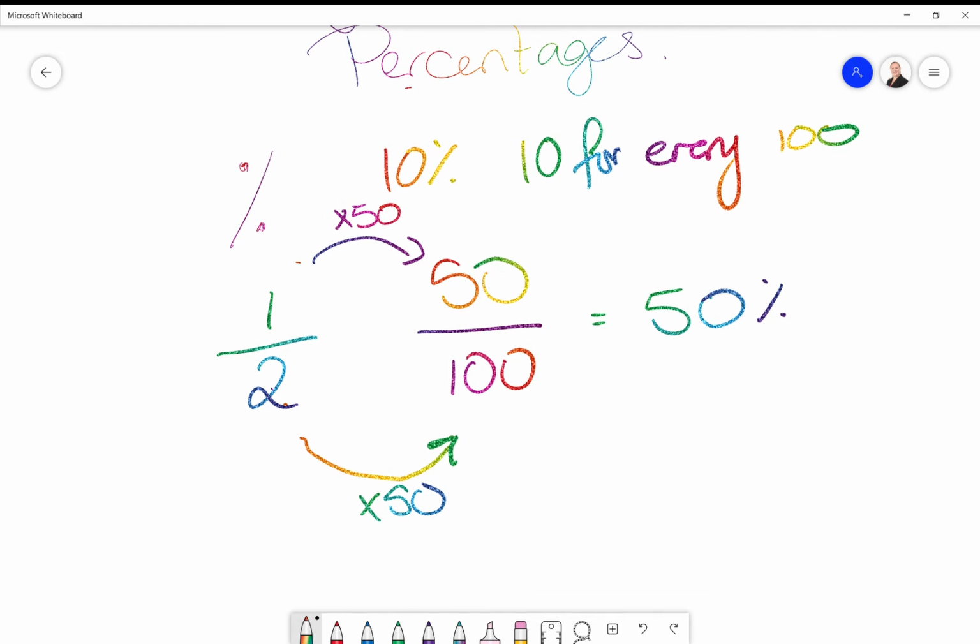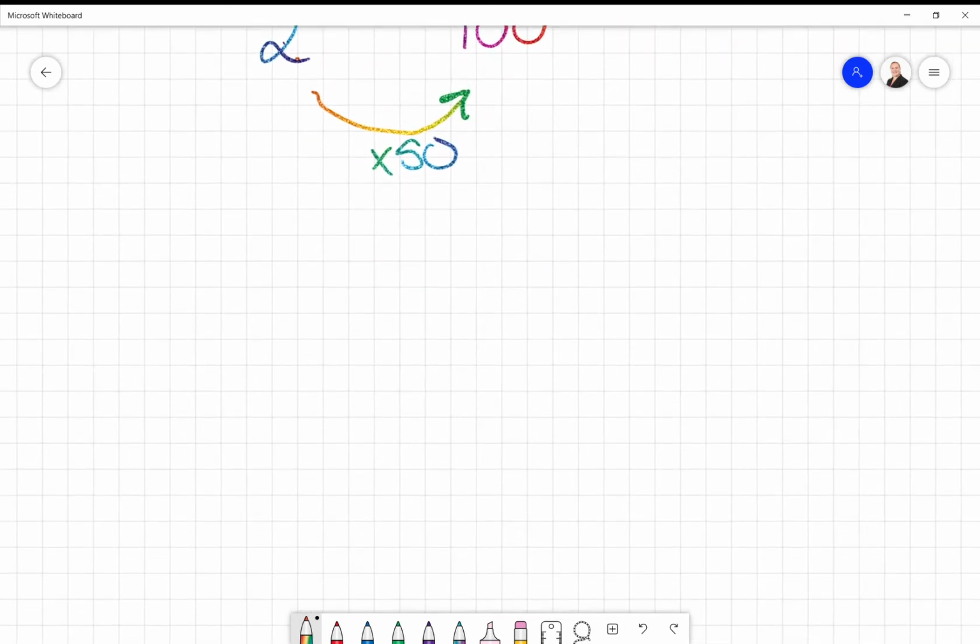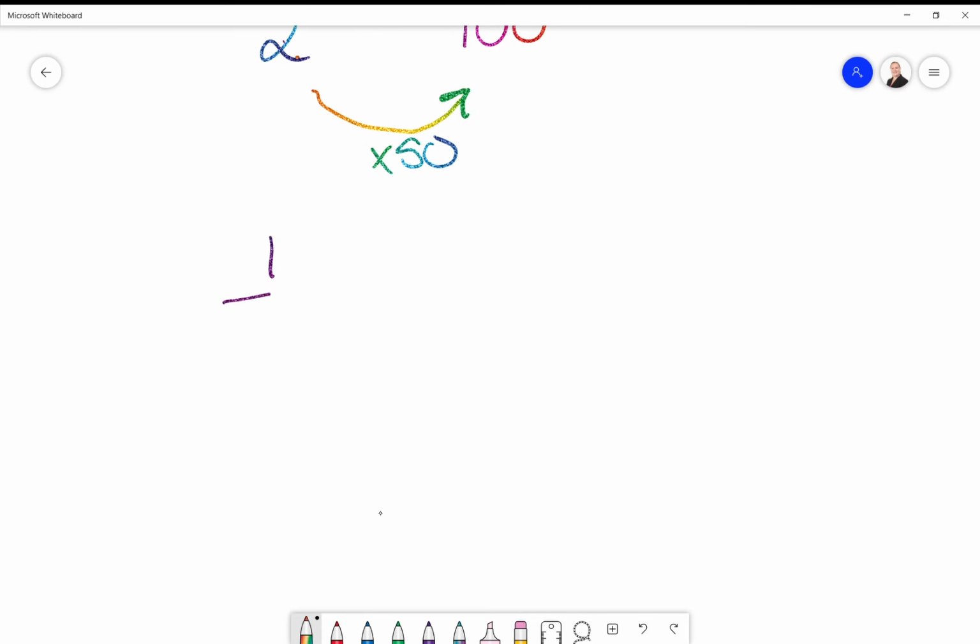I'll do another one with you. Okay, so I'm going to do another one that hopefully you'll be screaming at the screen saying, I know what this is, a quarter. So again, I want it into a percentage, so I've got to turn it into over 100. So this time, what do I do to 4 to turn it into 100? So how many 4s go into 100?